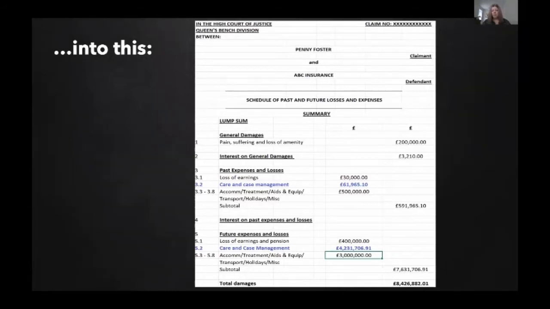And you'll see on the summary that today's topic, care and case management, is highlighted blue. And as this is the first head of loss to be explored in schedule school, I've just made up some figures for the other heads of loss for illustrative purposes.